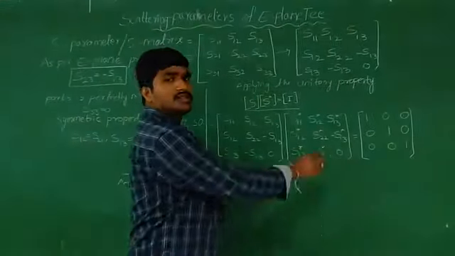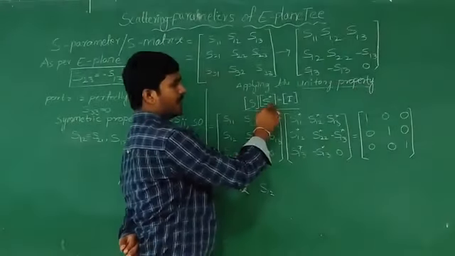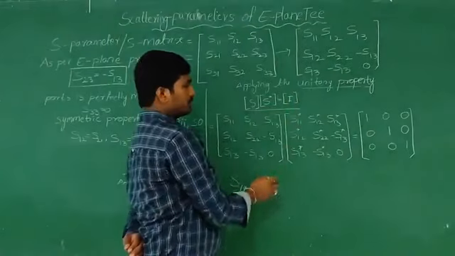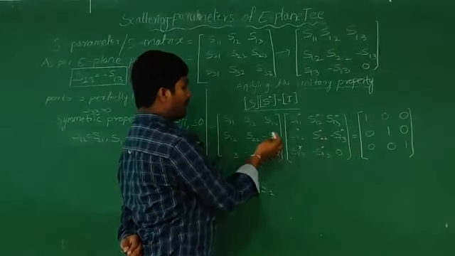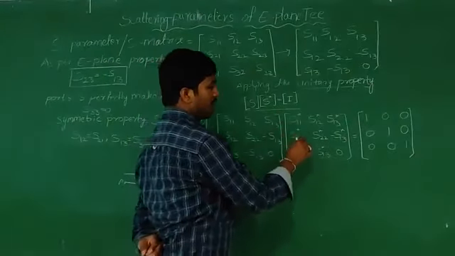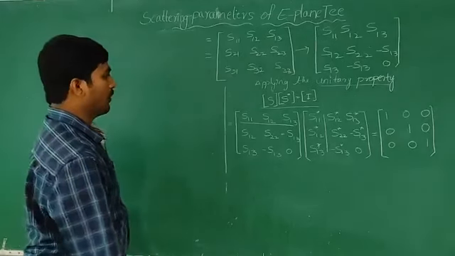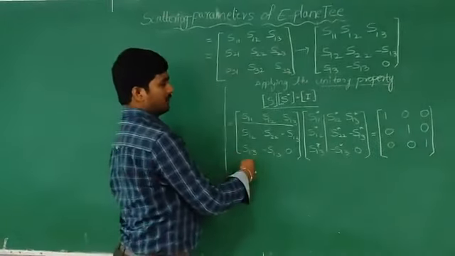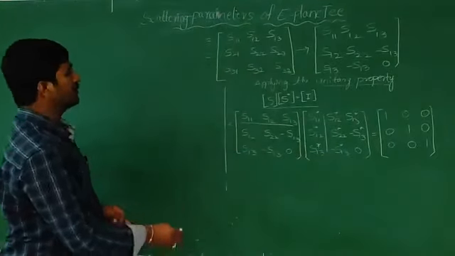Now as per the unitary property, we can write S times conjugate of S is equal to I. That is, the scattering parameter matrix S and the conjugate of S multiplied equal the unitary matrix. Now we are going to multiply the matrices. So first we are taking R1 C1.